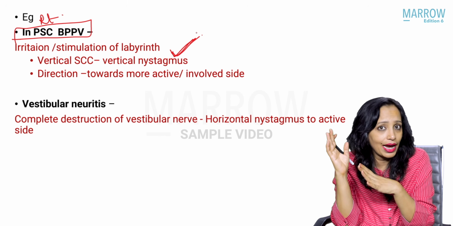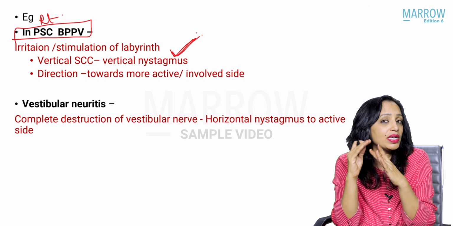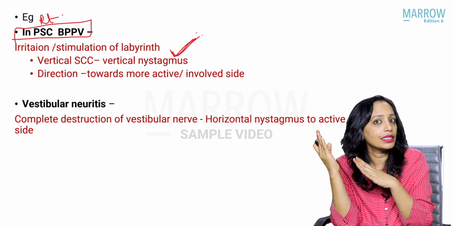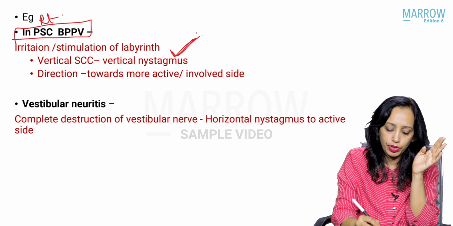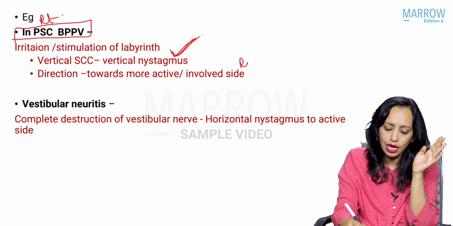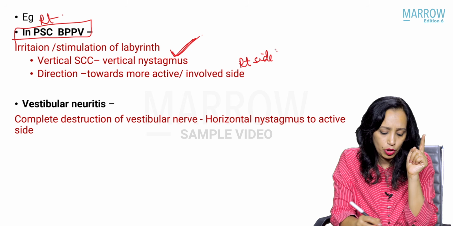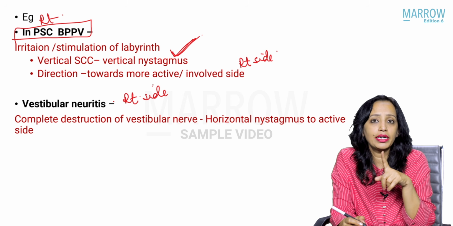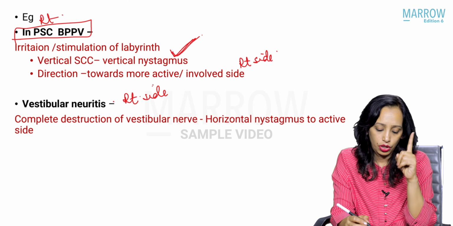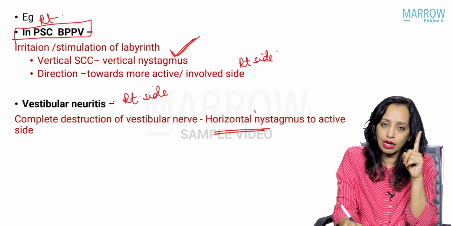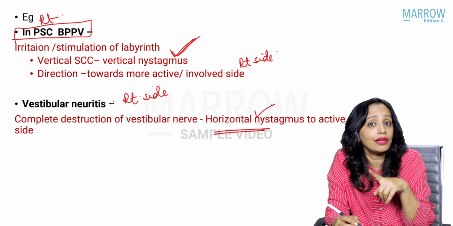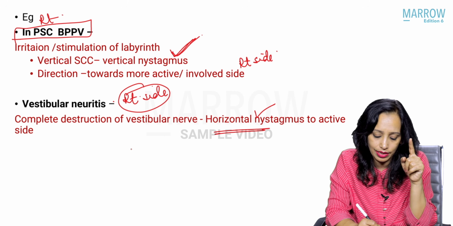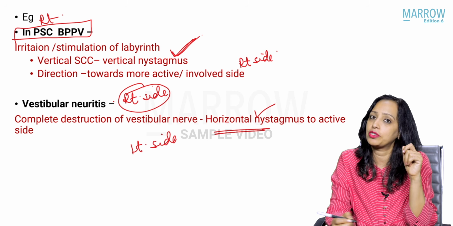If it is of the right side, vertical canal, yes, BPPV is a hyperexcitable lesion. So that becomes the more active. So more active, that is the involved side. So the nystagmus will be towards the more active, or nystagmus will be towards the right side in this case. Suppose if there is a vestibular neuritis of the right side, what will be the nystagmus, horizontal or vertical? You will get a horizontal nystagmus, and this will be towards the more active, that is towards the normal side. So if it is the right side that is involved, you will get the nystagmus towards the left side.